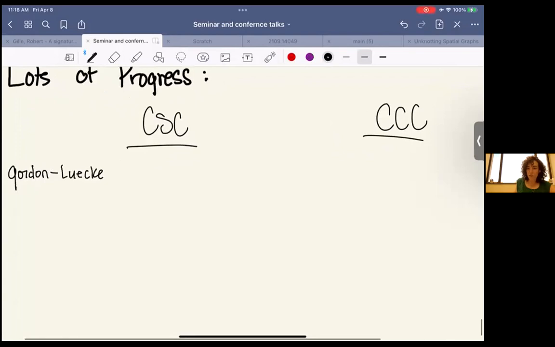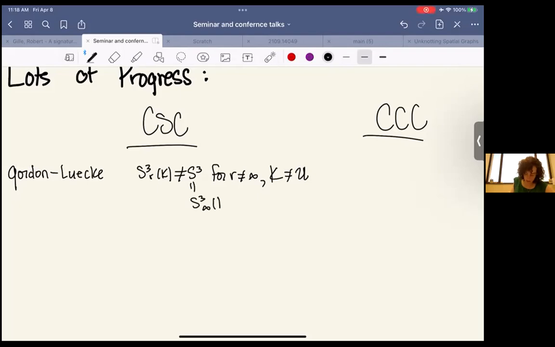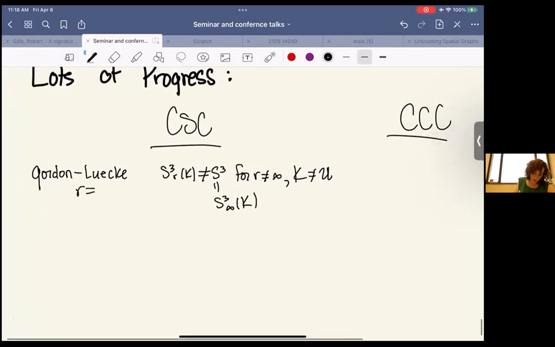The theorem statement is that if you're doing R surgery along K and you don't get S3 for R not equal to infinity surgery, then K is not the unknot. So if you have a non-trivial surgery on a non-trivial knot, you get a non-trivial manifold. And so in particular, this is like the cosmetic surgery conjecture when R is equal to infinity. S3 here is infinity surgery on your knot. So this is basically answering it for R equals infinity.